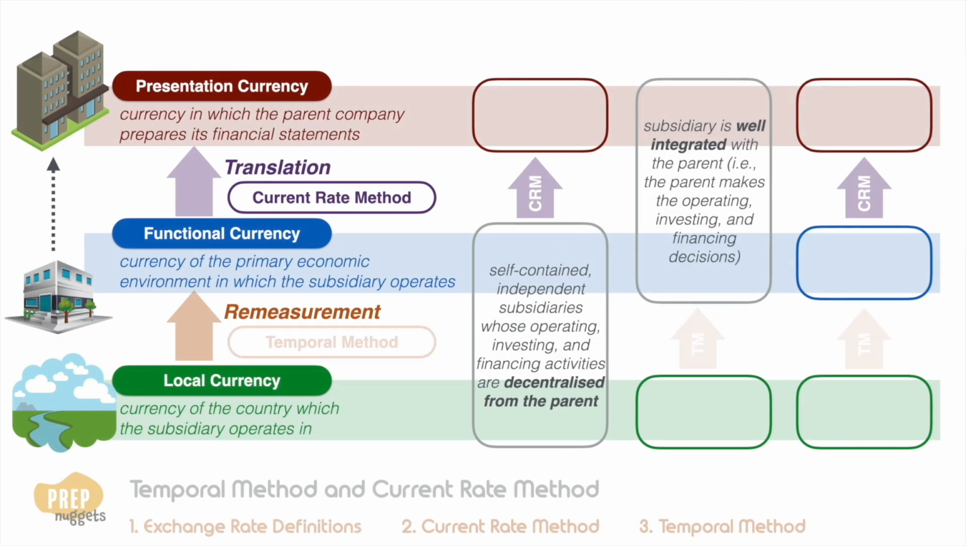To summarise, the temporal method is used to remeasure a subsidiary's balance sheet and income statement items from the local currency to the functional currency. This is appropriate when the subsidiary is well integrated with its parent. The current rate method, on the other hand, is used to translate a subsidiary's balance sheet and income statement items from its functional currency to the parent's presentation currency. This is appropriate when the subsidiary is self-contained and very much independent from its parent.